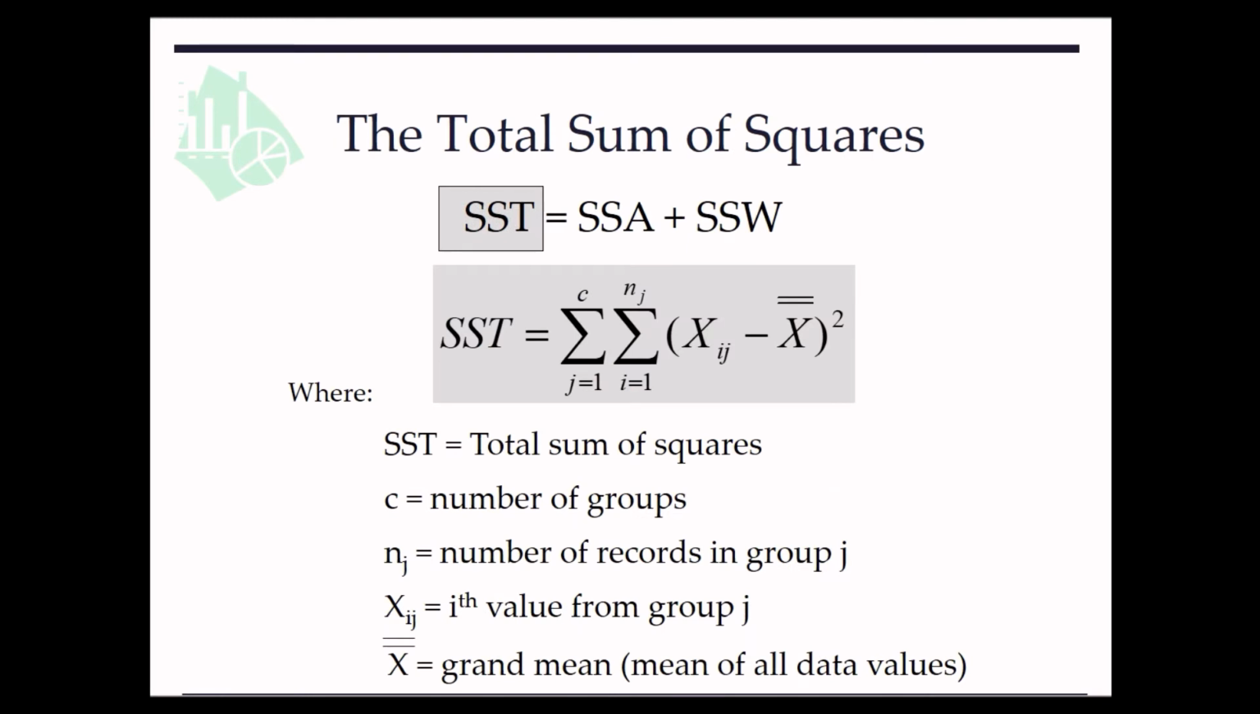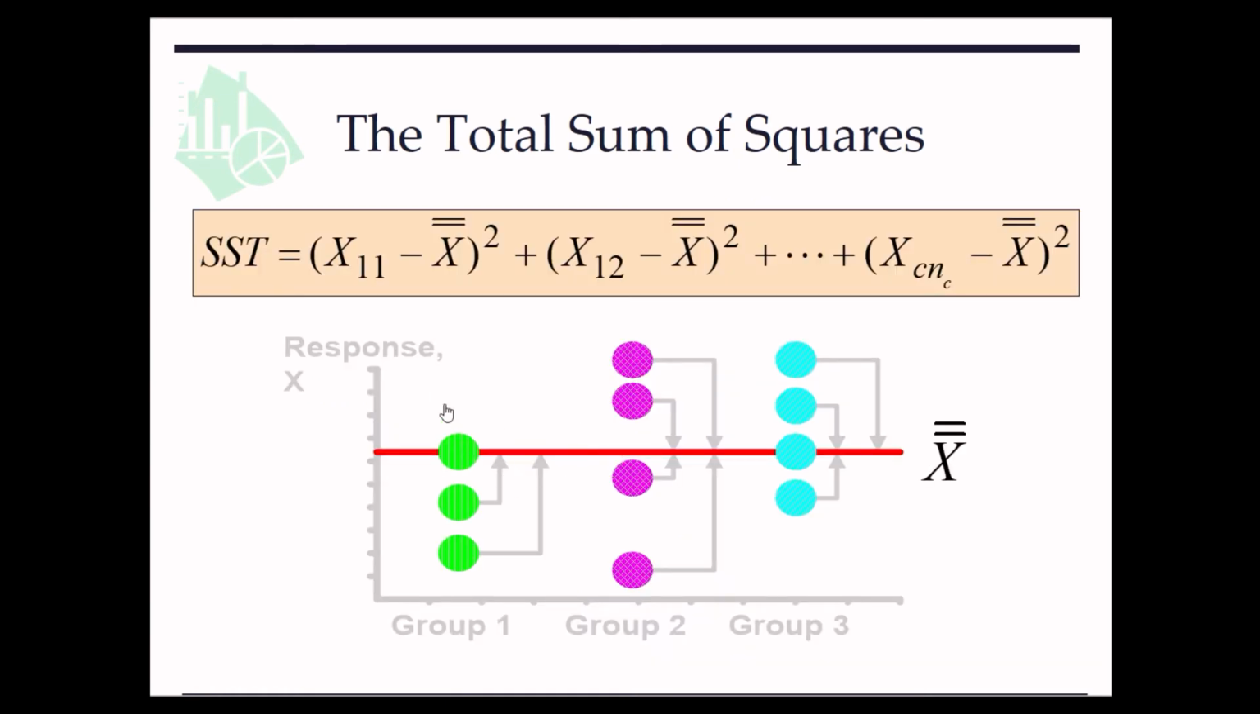So for SST, we have the difference from each individual value xij of the grand mean of all data values. Then we take the square and we make the sum over all xij. So we can see from here, we have each individual value, subtract the grand mean, taking square, then we add them all together to obtain SST.